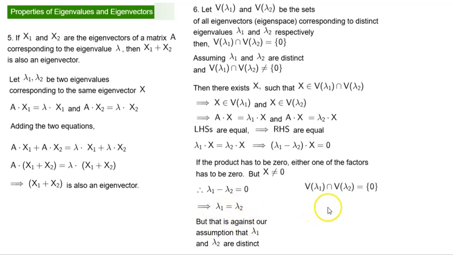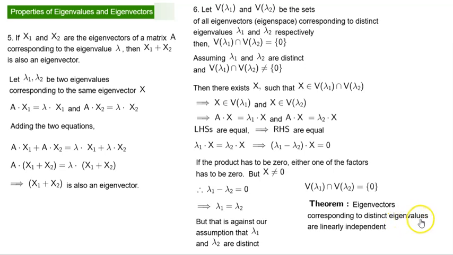So because of that contradiction, we can say that the set of all the eigenvectors corresponding to lambda 1 intersection with V of lambda 2 is equal to the empty set. So basically, we arrive at this theorem. Eigenvectors corresponding to distinct eigenvalues are linearly independent.